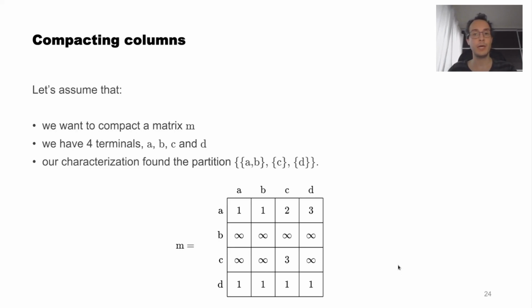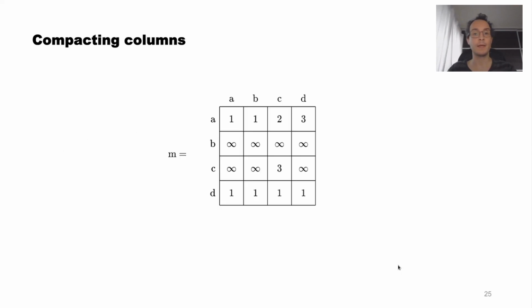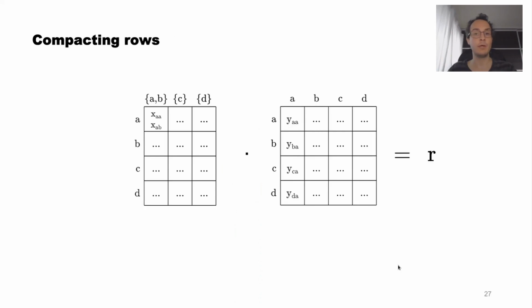Let's assume that we have 4 terminals, A, B, C, and D, and that our characterization found that columns A and B belong to the same class. As predicted, we see that columns A and B are equal, so we will merge them. After merging, the columns are now indexed by classes of a partition of terminals. Now, let's assume that our matrix M with merged columns AB is post-multiplied by another matrix.